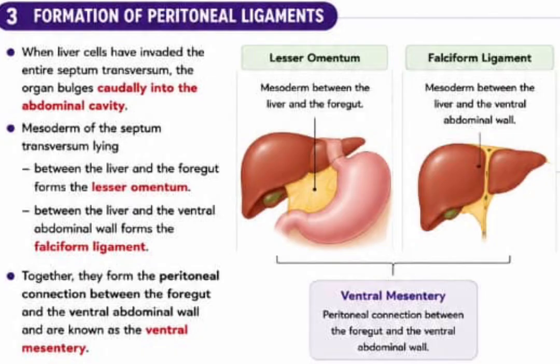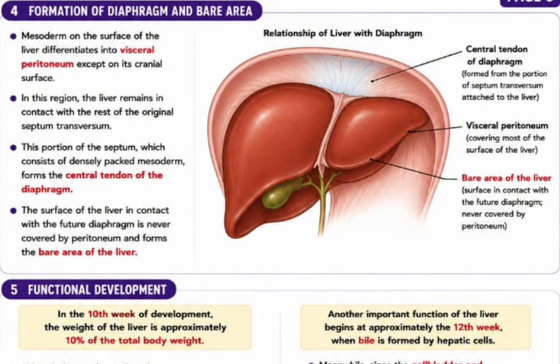I'll have another video for formation of the diaphragm, but in summary here, you also know that the mesoderm of the surface of the liver differentiates into a ventral what? Peritoneum, except from the cranial surface. So the liver continues to stay in connection with the septum transversum. That's why the liver pushes the right dome of the diaphragm upward, so it's always in contact with the diaphragm.